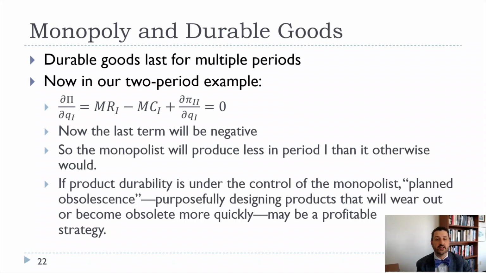And so that means that the monopolist will actually produce less in period one than it would if there was no connection between the two periods.